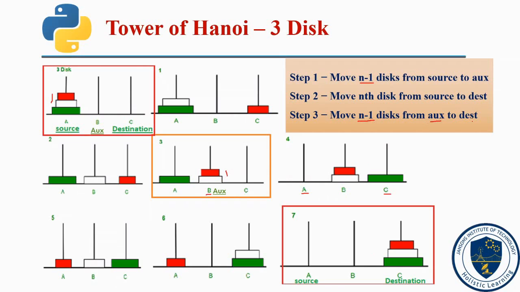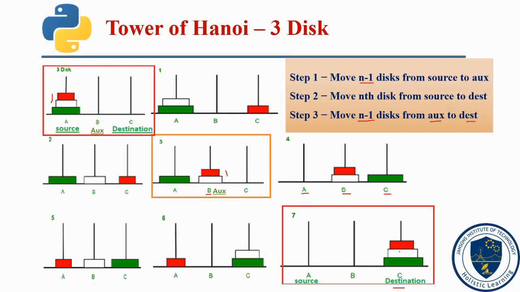So to put it consolidated, the main algorithm here is step 1, move n-1 discs from source to aux, and then step 2, move nth disc, that is the biggest disc, from source to the destination, and finally step 3, we have to move the remaining n-1 discs from aux to destination. Finally, we have assembled all the discs in the destination tower.